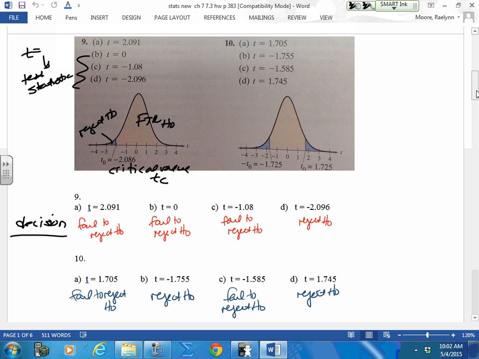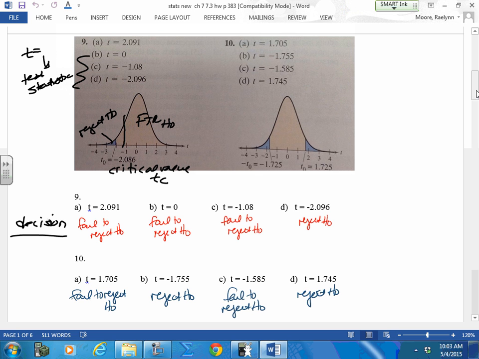So we look for where your points are located. Anything in the positive, fail to reject. T0, fail to reject H0. Negative 1.08, see where it's falling? Negative 1.08, it's still falling in the fail to reject H0. And this guy falls slightly to the left of your critical values. That was the reject H0 one. Good? Everybody has this.